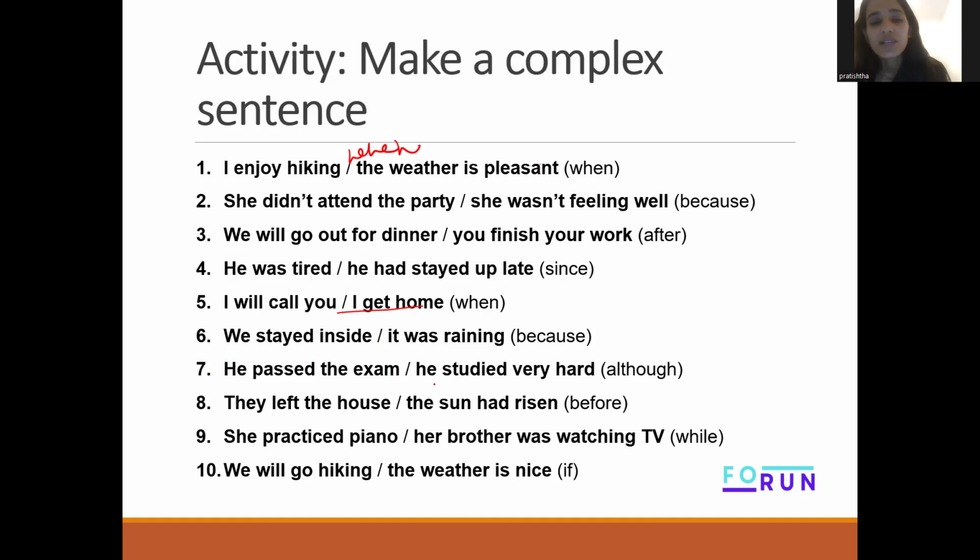Although he studied very hard, so although will come here, comma, he passed the exam. Actually, you know what? It should have been the opposite. Although he did not study hard, he passed the exam. They left the house before the sun had risen. While her brother was watching TV, she practiced piano. We will go hiking if the weather is nice.